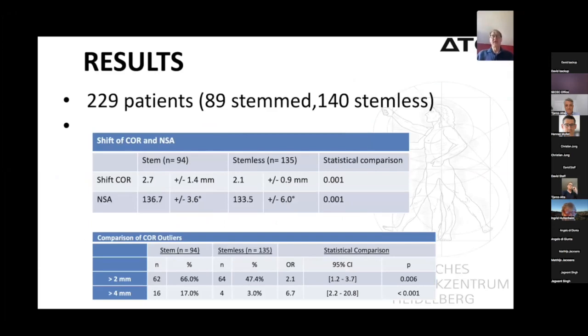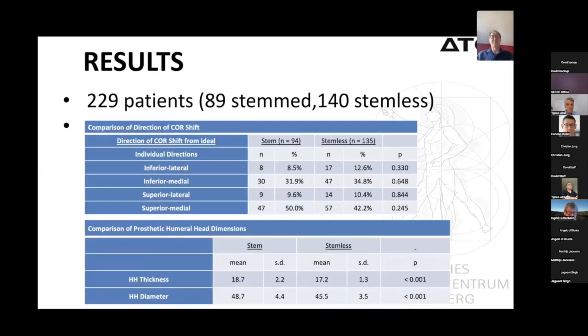But looking radiologically, does it restore anatomy better than the stemmed prosthesis? A study of 229 patients, 140 stemless arthroplasties, could show that the shift of the center of rotation is significantly less in the stemless arthroplasty. And the neck shaft angle is significantly lower in the stemmed prosthesis. If we look at the outliers, meaning more than 2 or more than 4 millimeters away from the anatomic center of rotation, again the stemless performs significantly better than the stemmed prosthesis.